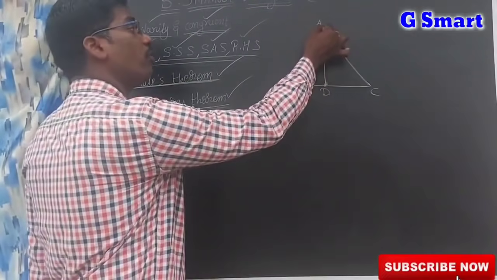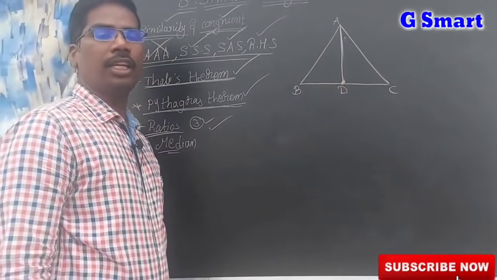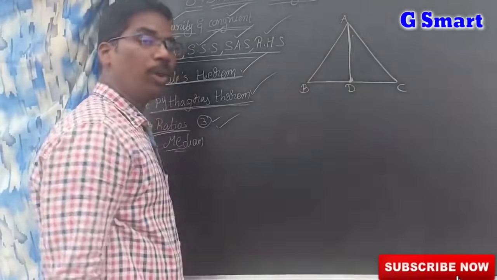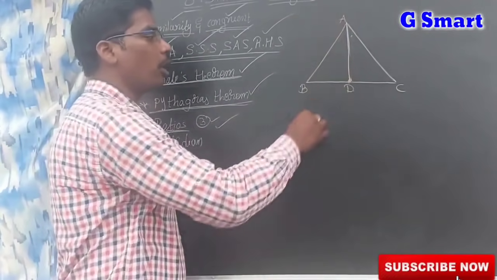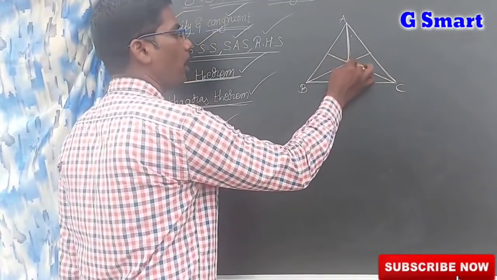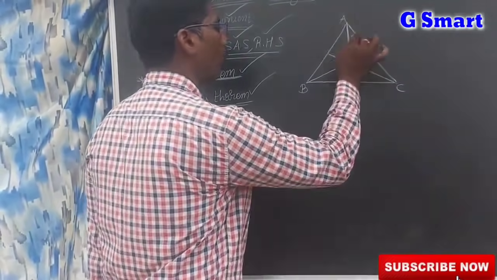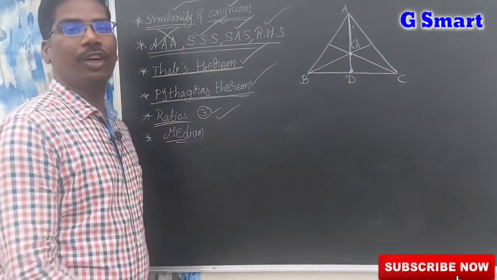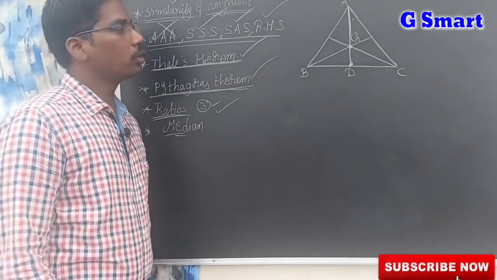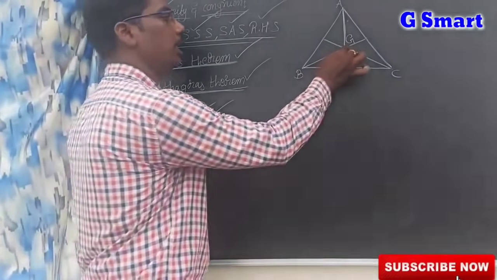A line segment drawn from a vertex of a triangle to the midpoint of the opposite side is called a median of the triangle. This is also a median, and this is also a median. The point of intersection of the medians in a triangle is called the centroid. G stands for centroid, gravity we can say, that is what G denotes.